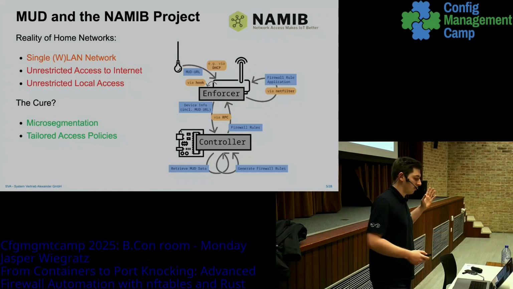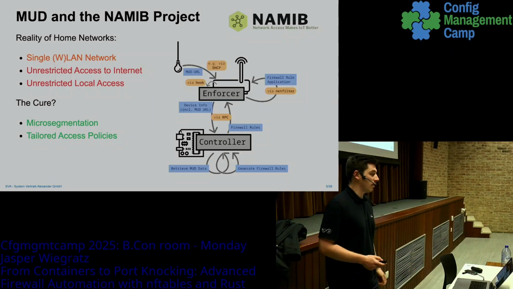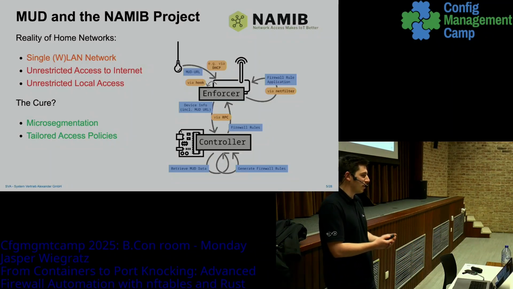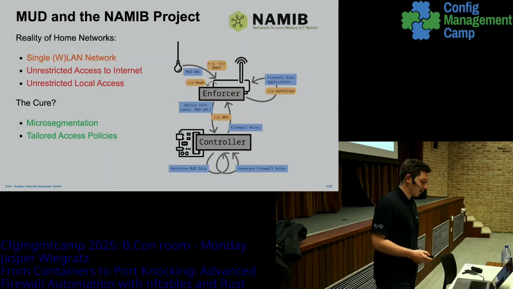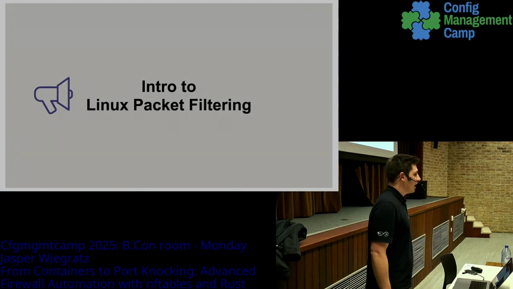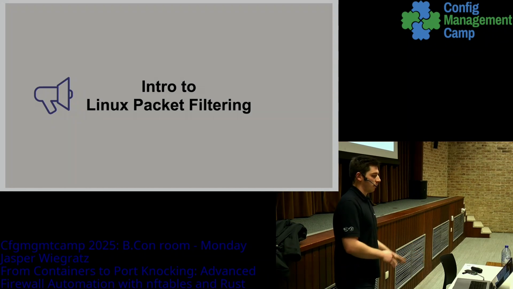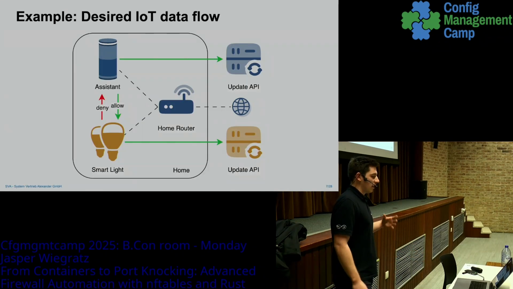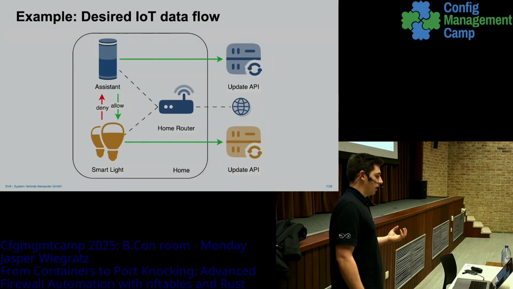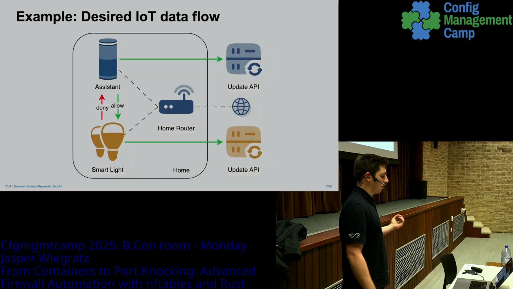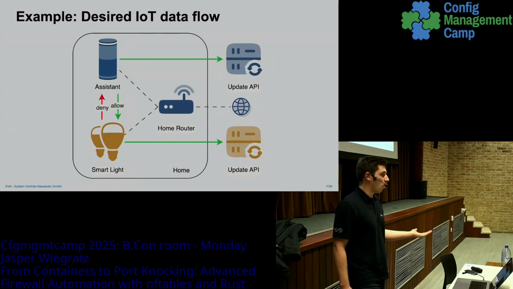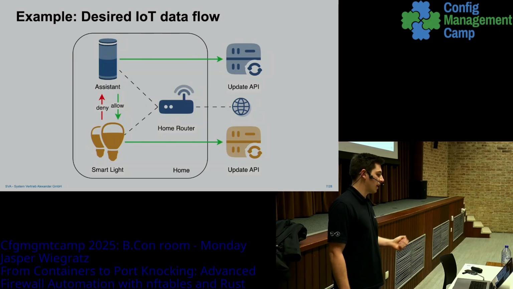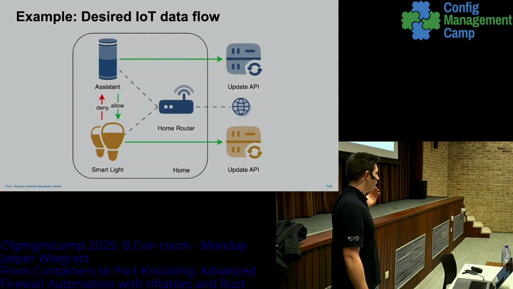So this is the stack that we created. And this is why I had to use nftables, why I had to use Rust, and what I really like about it, I will show you now. So let's look at the old and the new world. Let's take this example here. This would be, like I described, the use case. We have this voice assistant by a manufacturer. It can talk to its own manufacturer's update API. We have smart lights from another vendor.